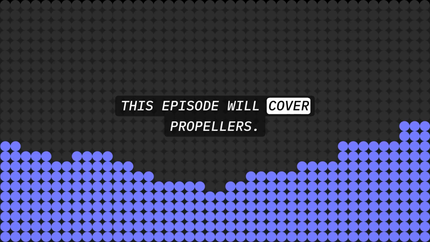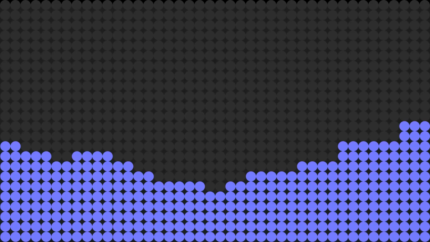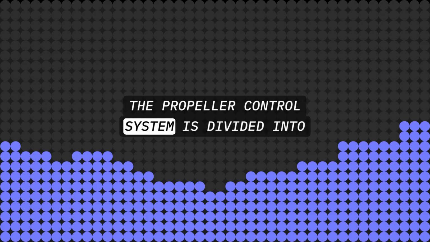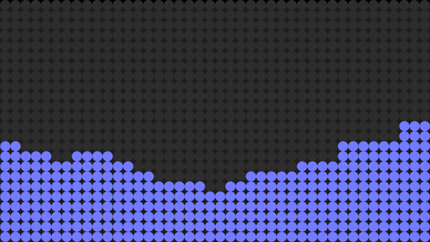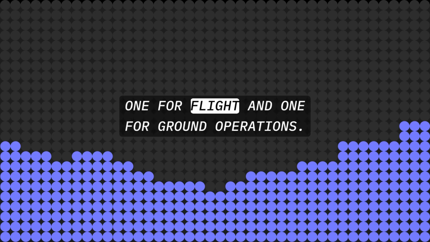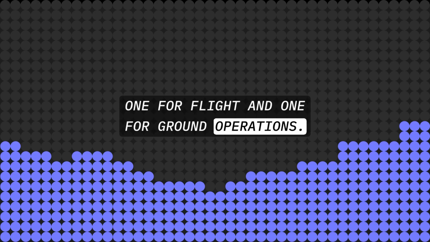This episode will cover propellers. The propeller control system is divided into two types of control. What are they? One for flight and one for ground operations.